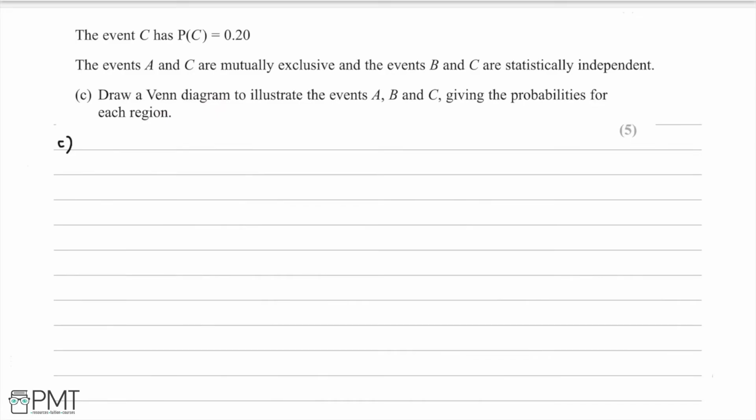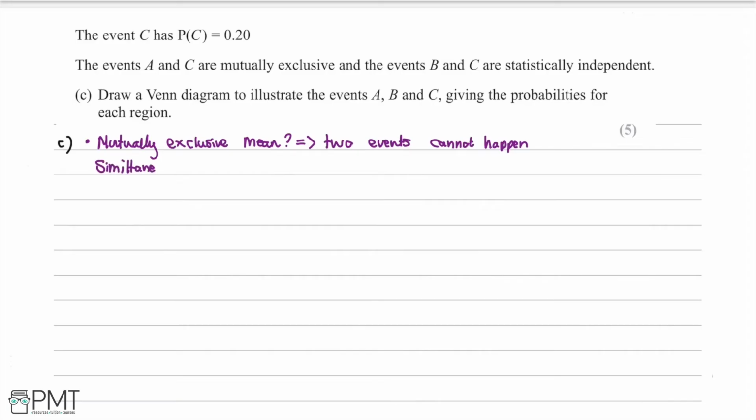First of all, we're going to make a few notes to help us frame the question. What does mutually exclusive mean? It means that two events cannot happen simultaneously. So in our case, A and C are mutually exclusive, which means that A and C cannot happen simultaneously. And then we have that B and C are statistically independent. This just means the same as independent.